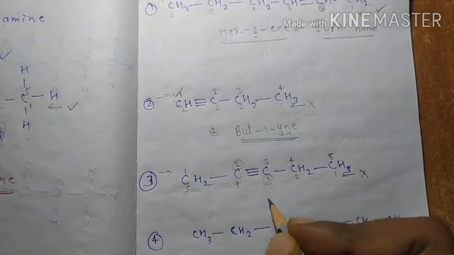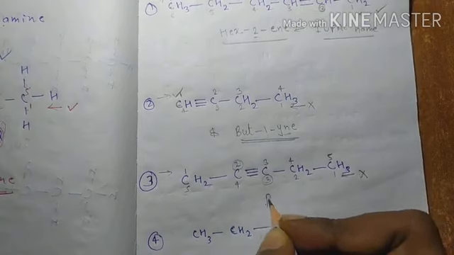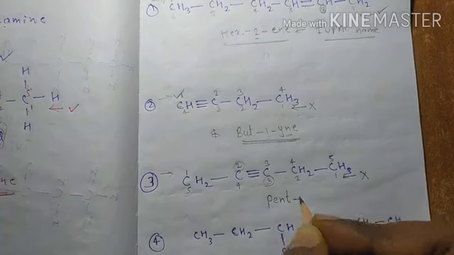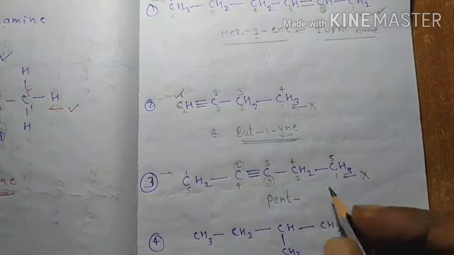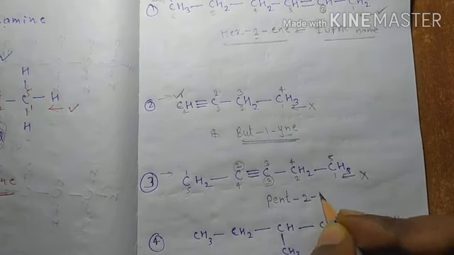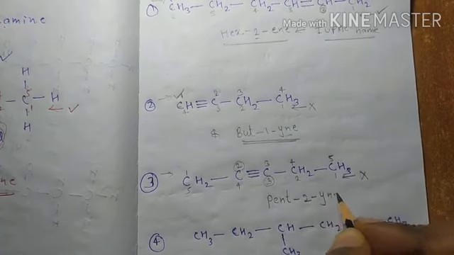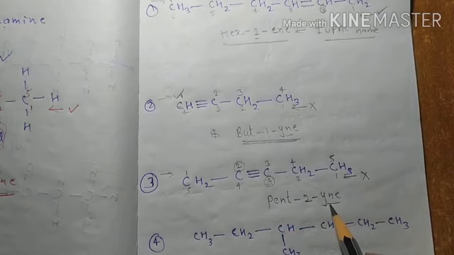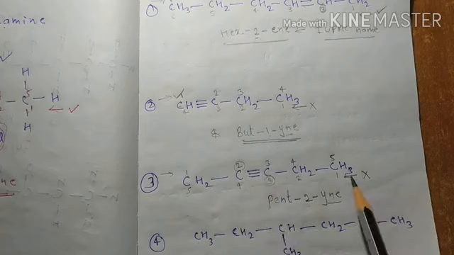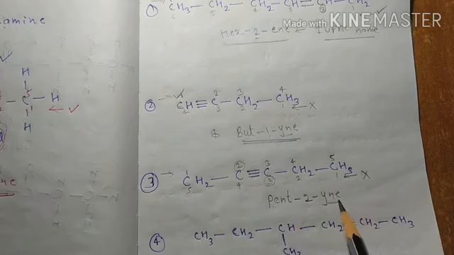The number of carbon atoms is 5, so we will use the root word pent, dash 2. After 2 carbon atoms there is a triple bond: pent-2-yne, Y-N-E. Why did we use "yne"? Because there is a triple bond. For a triple bond we use "yne". Simply we can say pentyne, but in IUPAC nomenclature you have to say pent-2-yne.